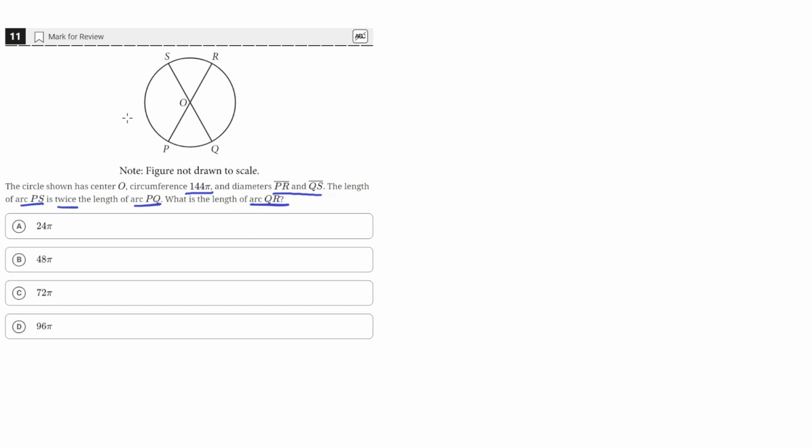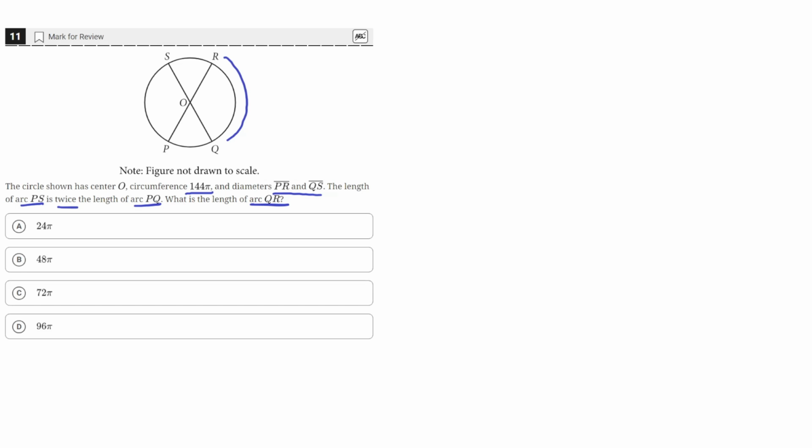So we're given that the total circumference is 144 pi, that these two lines right here are diameters, and we're trying to find the length of arc QR, which is this arc right here, going from Q to R.